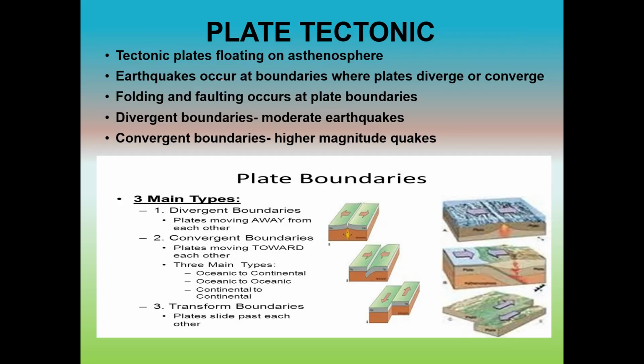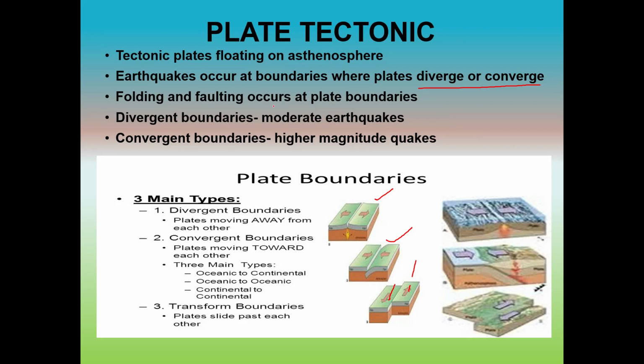Plate tectonics. Tectonic plates float on the asthenosphere. We have already learned in chapter number 4 about the asthenosphere. Earthquakes occur at the boundaries where plates diverge or converge. Here we have a diverging boundary or a converging boundary. Even when two plates slip past each other, then also we get an earthquake.